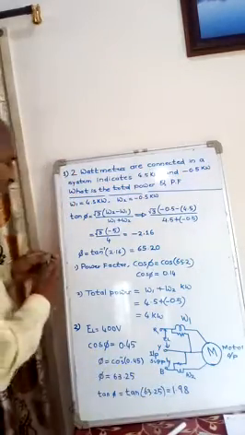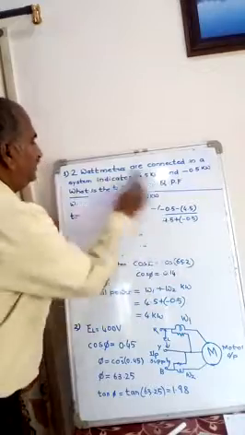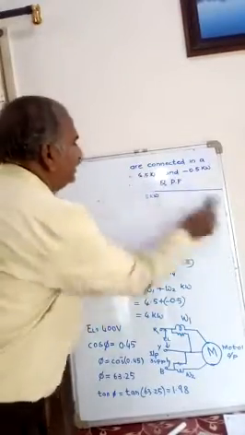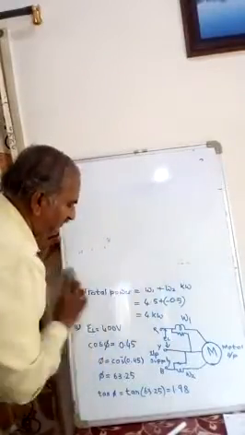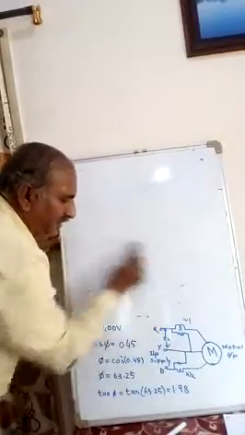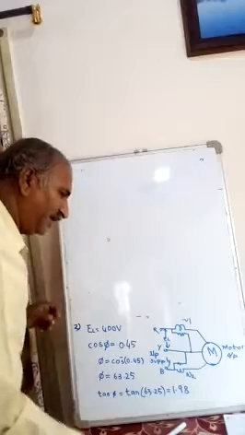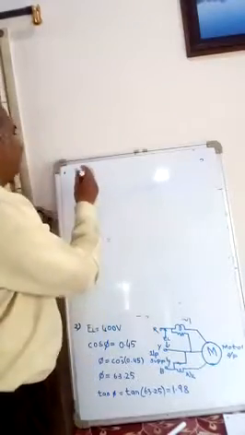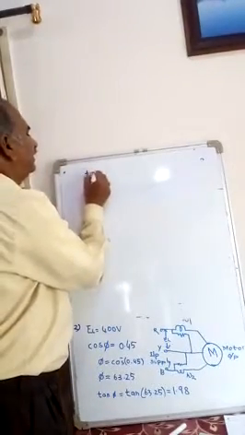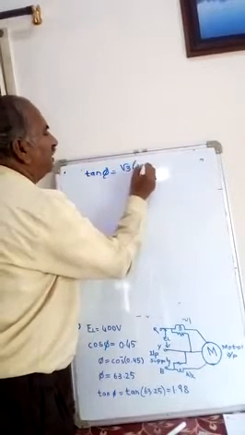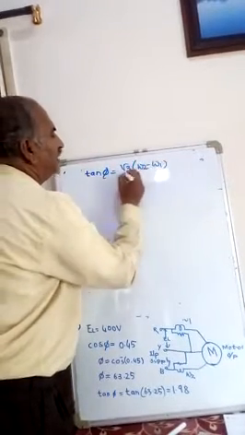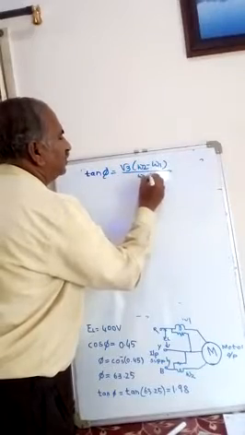Then again the problem continues. We know the tan phi. So tan phi equal to root 3 (W2 minus W1) divided by (W1 plus W2).